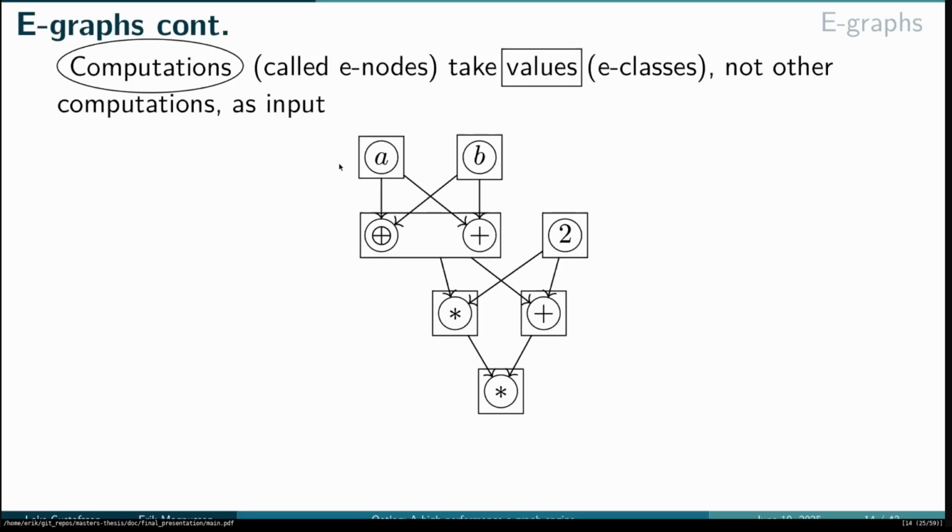If you squint, if every circle is the only circle in the box, then it's basically the same as the DAG previously. But now when adding another way of computing something that already exists, we just add a computation, we don't add any value, and we don't disturb anything that uses the thing we just changed.